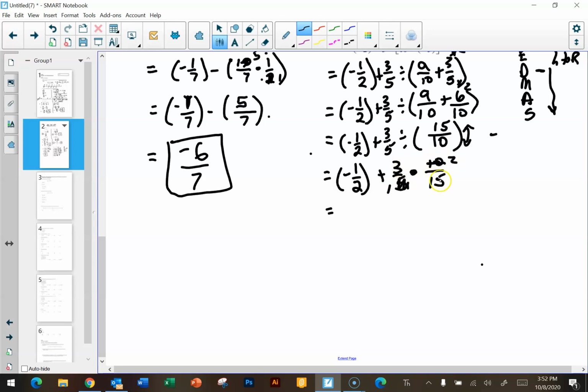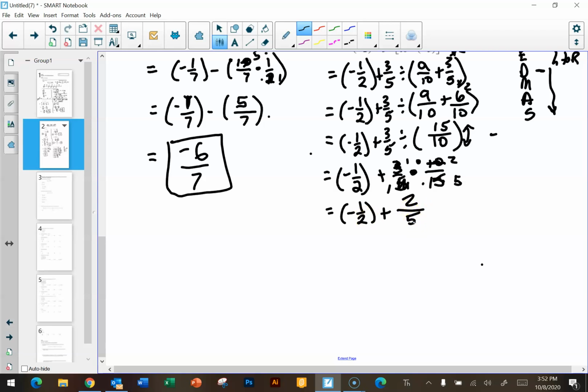We've got a 3 and a 15, we can divide both of those by 3. 3 divided by 3 is 1. 15 divided by 3 is 5. All right, so let's just write out our negative 1/2 plus, and now we just can multiply, right? Tops times tops, bottoms times bottoms. 1 times 2 is 2, and 1 times 5 is 5. I think I've done that properly. Yep. Now we've got addition is the last thing we need to do.